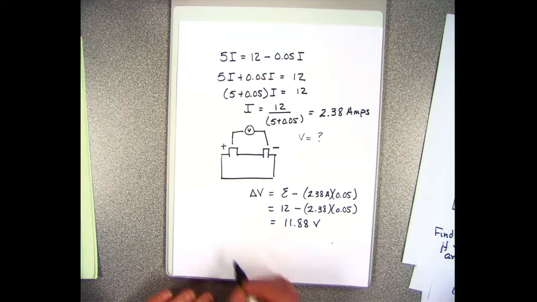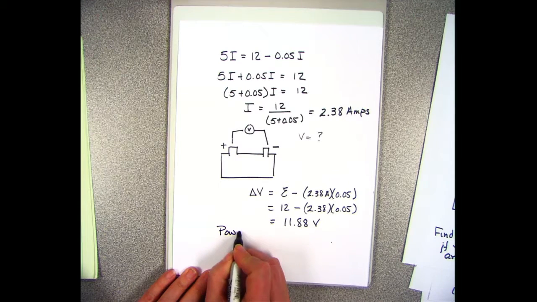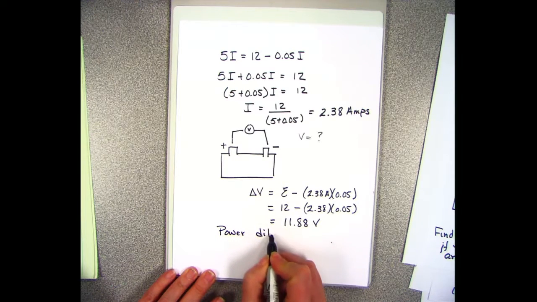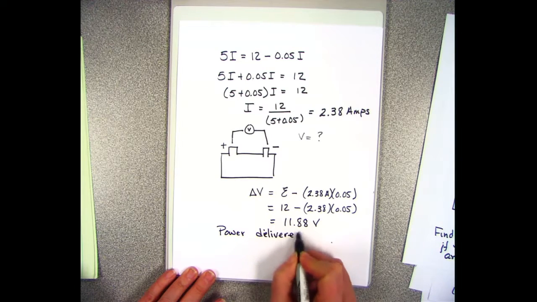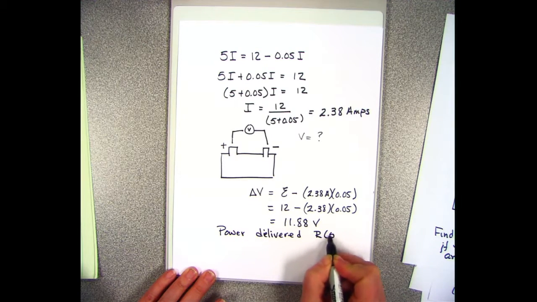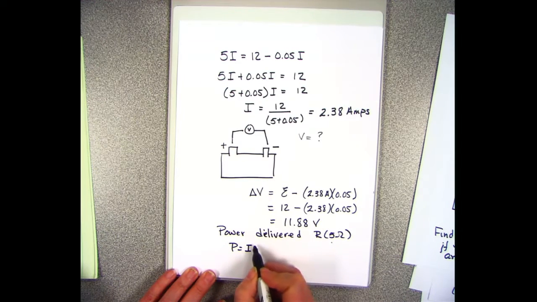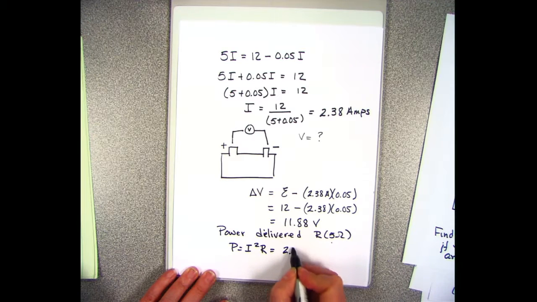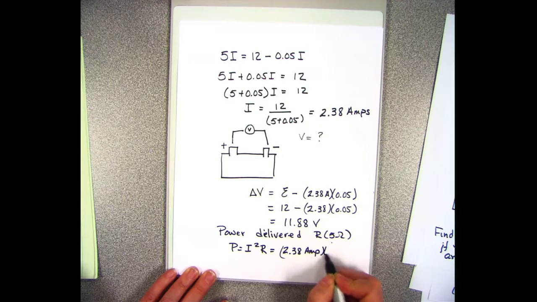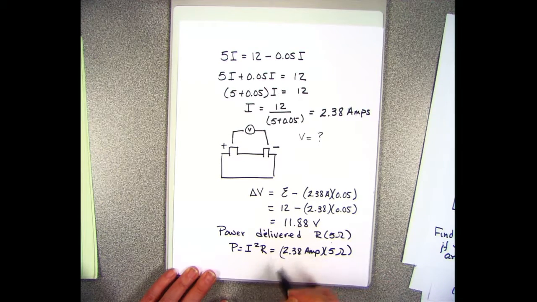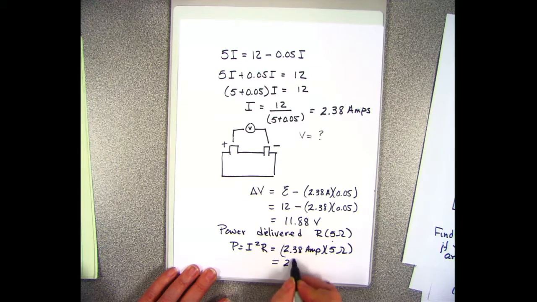So now we can say what's the power delivered to the resistor, and this is the 5 ohm resistor. Well, my power is just going to be my current squared times the resistance. We know it's 2.38 amps squared times my 5 ohms for my resistor, and that means I'm going to get 28.32 watts.